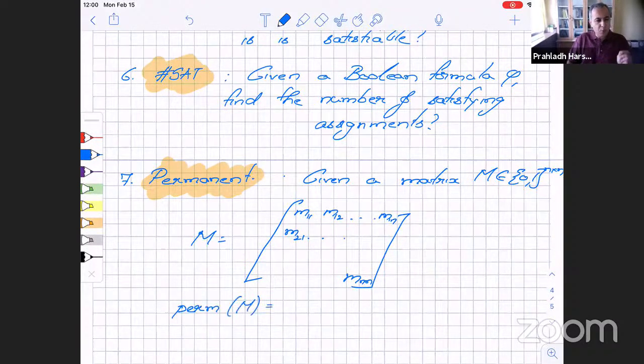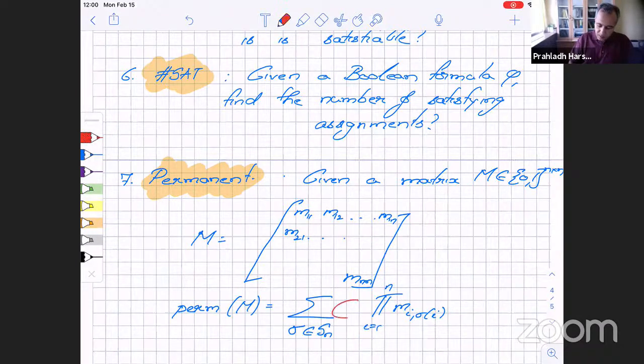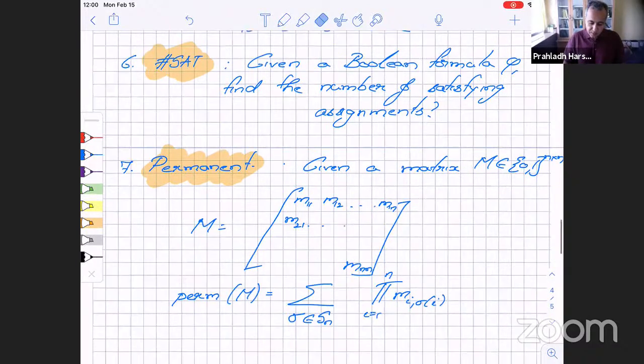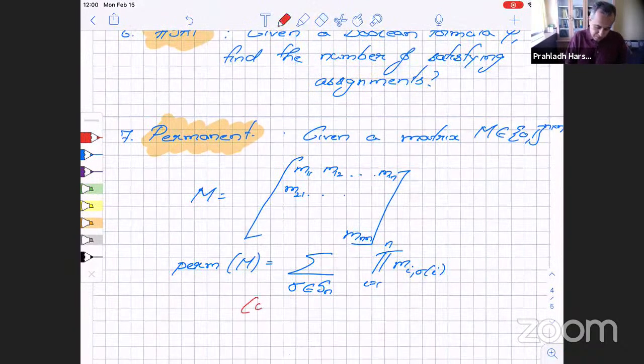What do I mean by the permanent? It's almost like the determinant, with which most of you are familiar. The determinant goes over all permutations sigma of the product of M_i,sigma(i), with i going from 1 to n. The determinant usually has a sign of sigma, but I'm not going to put the sign of sigma here. So the permanent is in some sense the unsigned determinant.